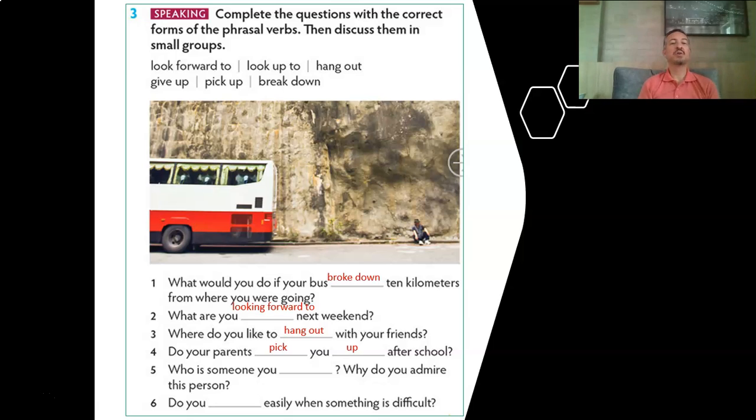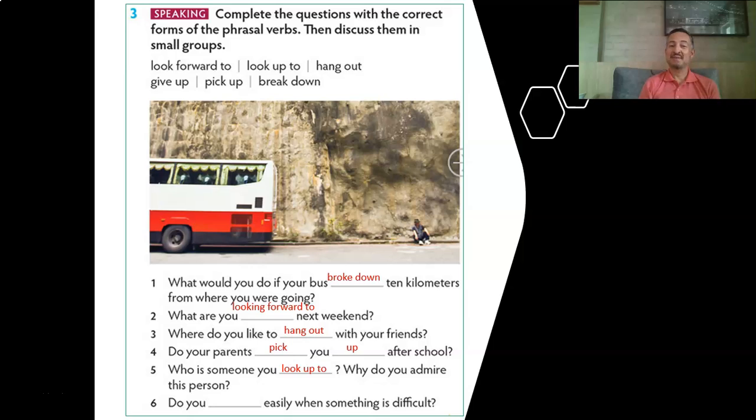Who is someone you admire, and why do you admire this person? Here is a new phrasal verb that you haven't talked about yet, which is look up to. When you admire a person very much, and you want to be like that person, you say, oh, I look up to my father because he's very wonderful, okay? So when you admire a person, you look up to that person.